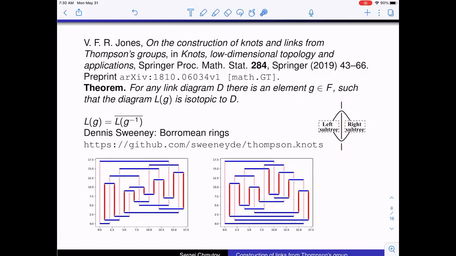But anyway, Dennis did the programming and found a lot of those, and that is the picture, like a grid diagram for the Borromean ring. He found probably 64 of those diagrams. Only 2 of those diagrams, 2 elements of the Thompson group, give me the Borromean ring.